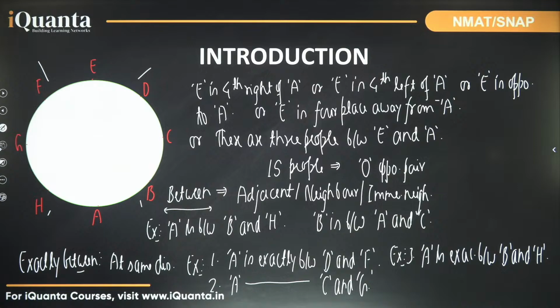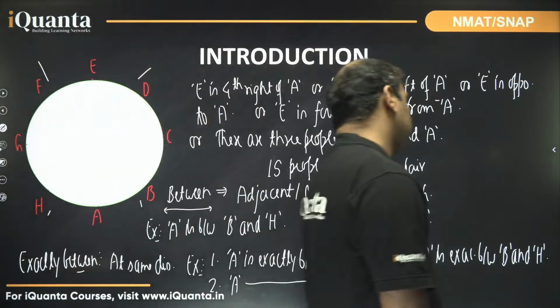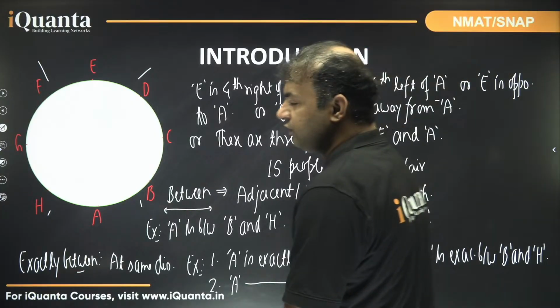Shiransh is saying, can we use exactly between with an odd number of seats? Yes, Shiransh. It has nothing to do with the number of seats. All right, guys. So this is about between and exactly between. I think we can go further, right?